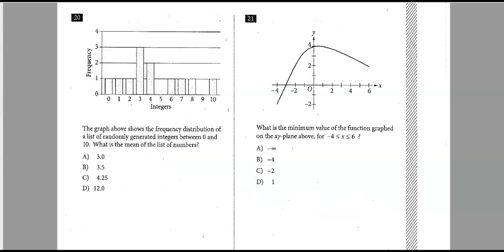Number 21, what is the minimum value, so the lowest value of the function, graphed on the xy plane? So we're looking at just x's between -4 and 6. So here's -4, here's 6, which is basically the only part they show us. So here's the function. Well, right there would be the highest point. And it looks like the lowest point in that interval occurs right here, which would be at -2. So the correct answer there is C.